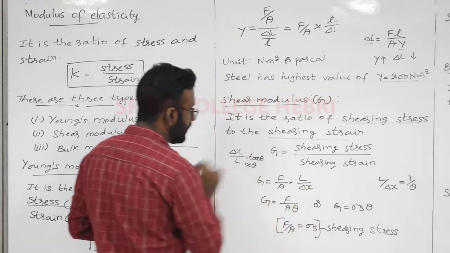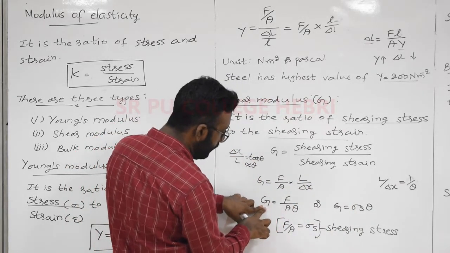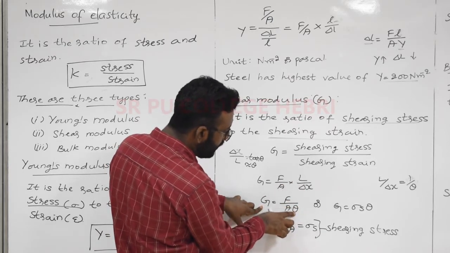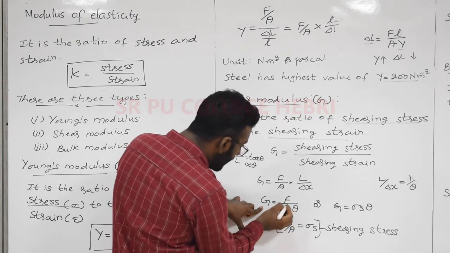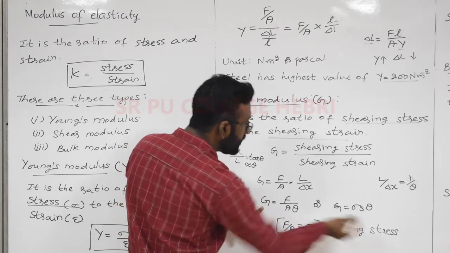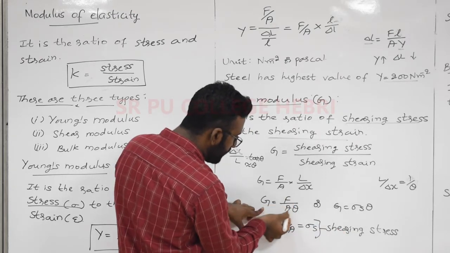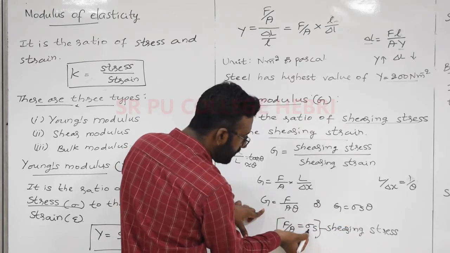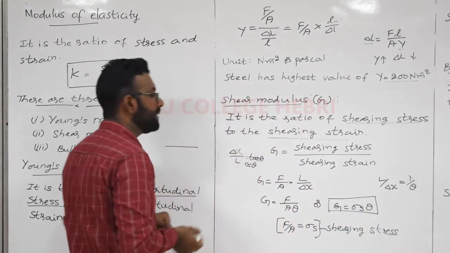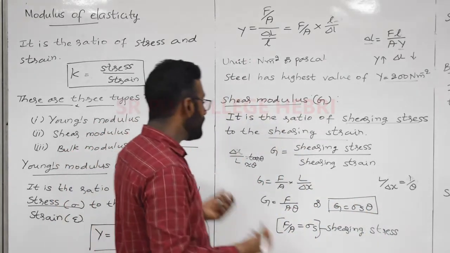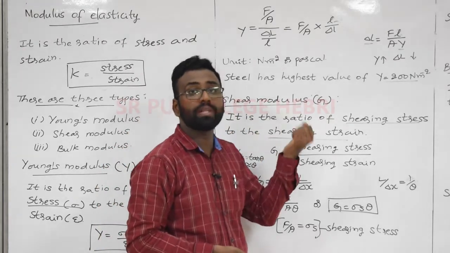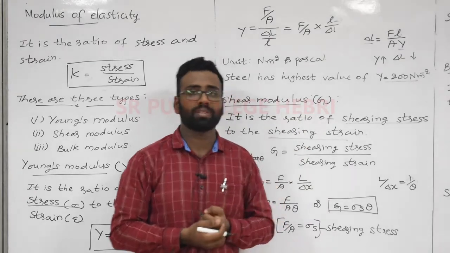Now we can substitute it over here. You can write G is equal to F divided by A, this term times 1 by theta. If you take this F by A as sigma S, that is shearing stress, then you can write G is equal to sigma S divided by theta. So the unit of shear modulus is also Newton per meter square, or we also call it Pascal.